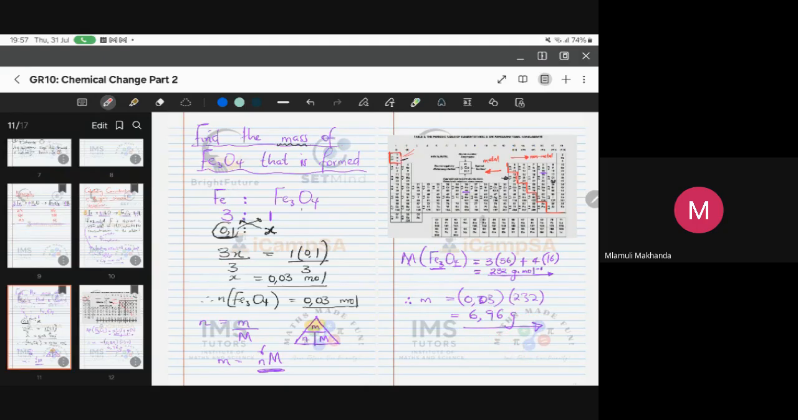So when you get to your lab, you know that if I react about 0.1 moles of Fe, I will get about 6.96 grams of Fe3O4.